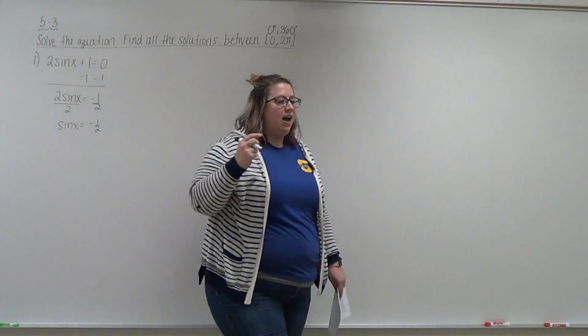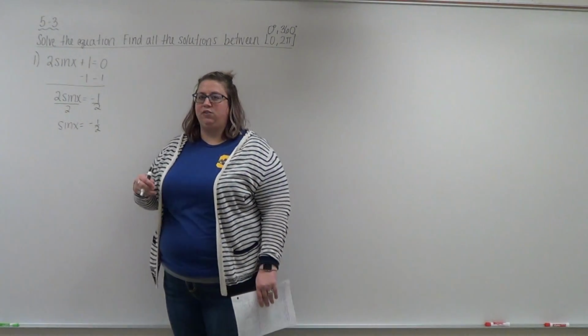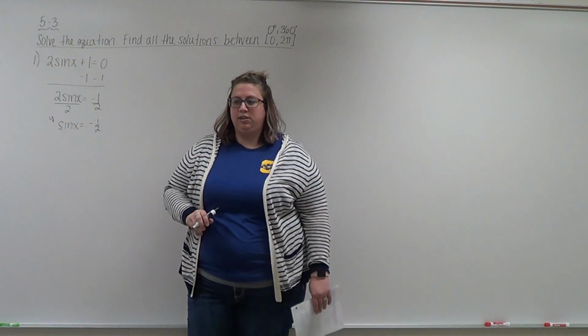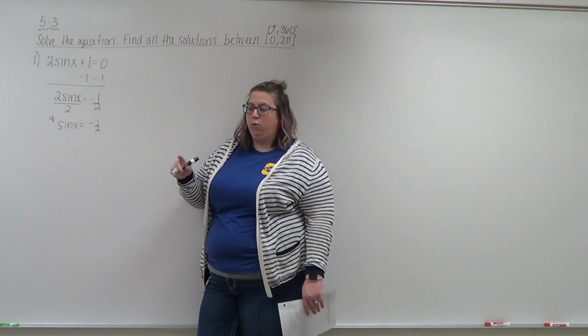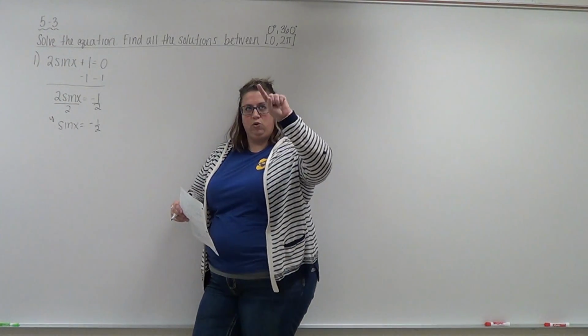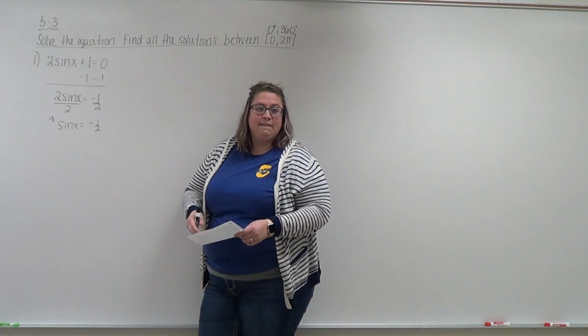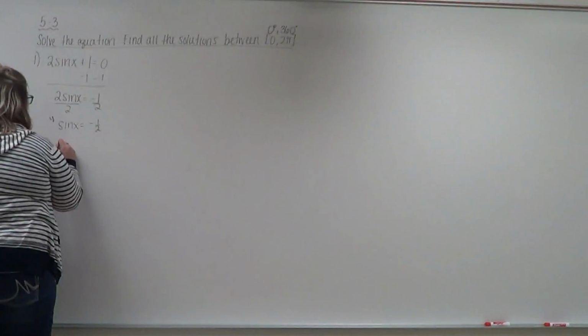Alright, so we actually have to find what angles that's true. So what is sine? Sine is y. So if you look at your unit circle, or if you have it memorized, we have to know every single place where sine, or where y, is negative a half. Every single one that's on your full circle. 210. Okay? 330. Good. Anywhere else? 210 and 330. Good. Those are your answers.